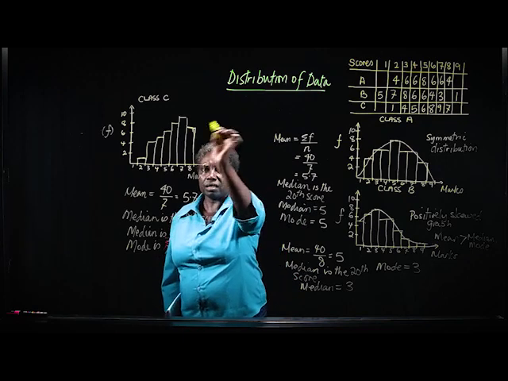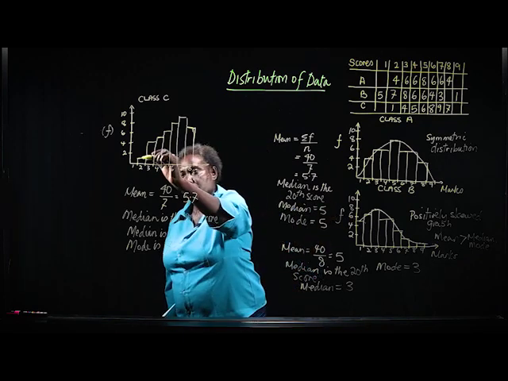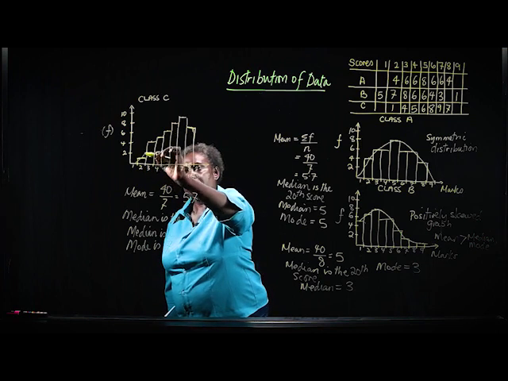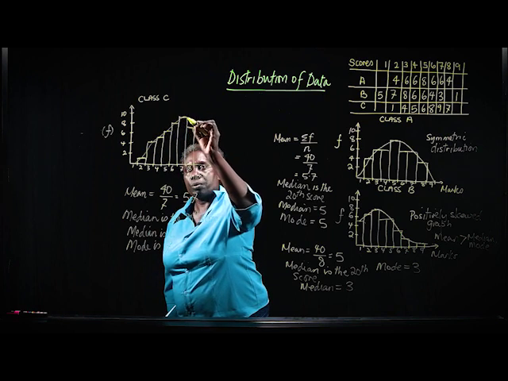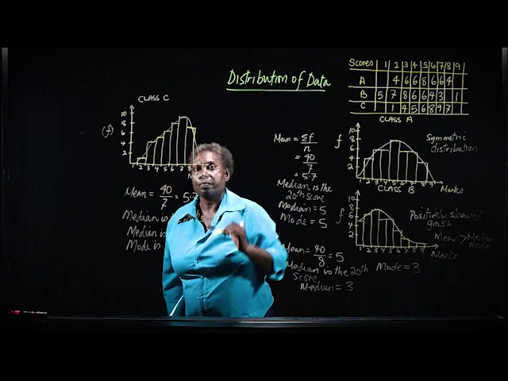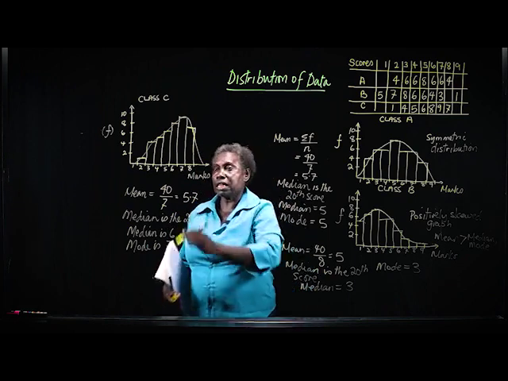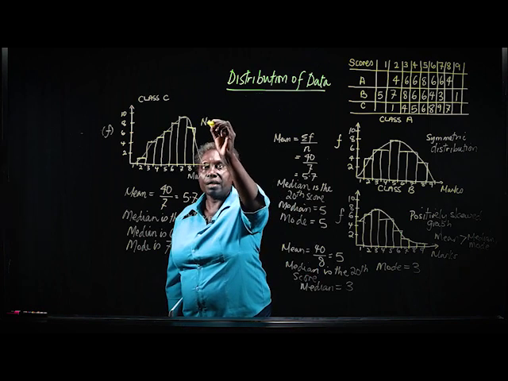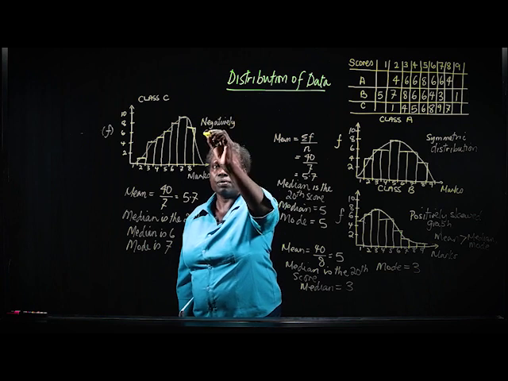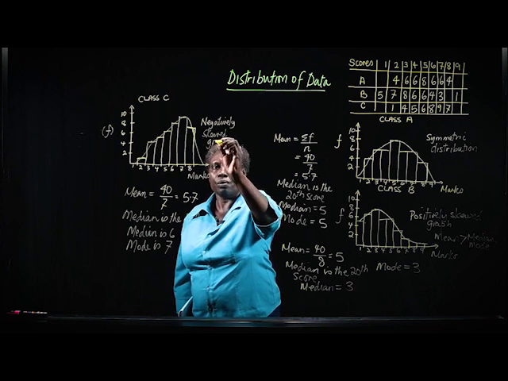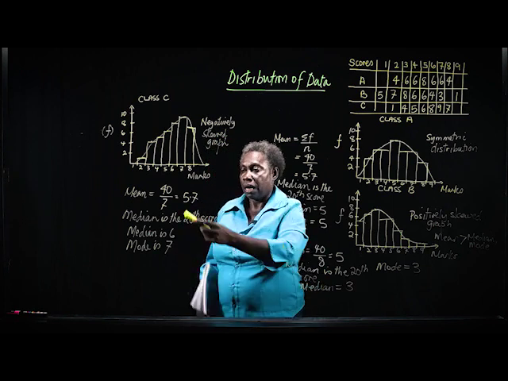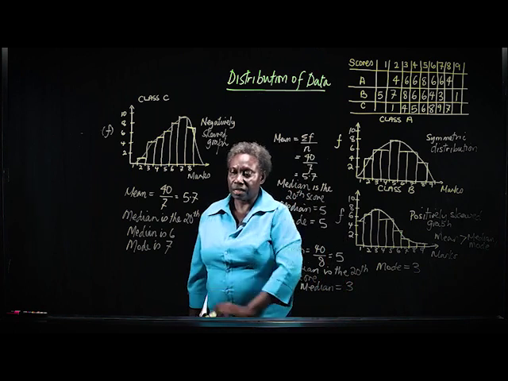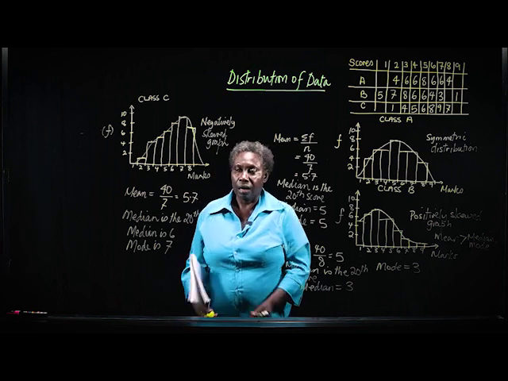Now, let's see whether this is leaning to the right or leaning to the left. I'm going to put a dot in the middle of the bars, and I'll join these dots with a straight line and see how this graph would look. Now from this we can see that this graph is leaning to the right, so this is a negatively skewed graph. The mean is less than the median and the mode. The median is 6 and the mode is 7, which are greater than the mean.